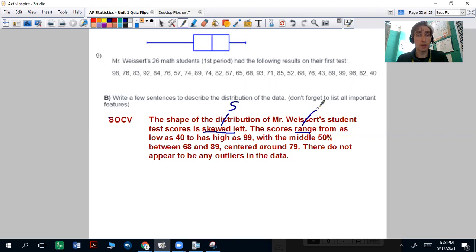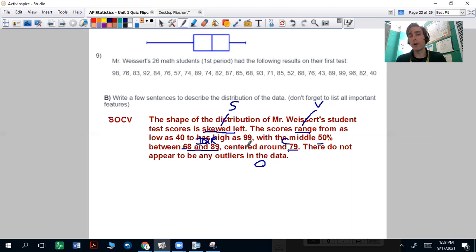So we got the shape, right? Skewed left is your SOCV, your S part. The scores range from as low as 40 to as high as 99. That's your variability. Or you could also include the middle 50% between 68 and 89. Your IQR is also your variability. So you didn't have to list both of those. I just did so you can kind of see the difference. And it's centered around 79. So now we have our center. And there do not appear to be any outliers in the data. So we've addressed the outliers.